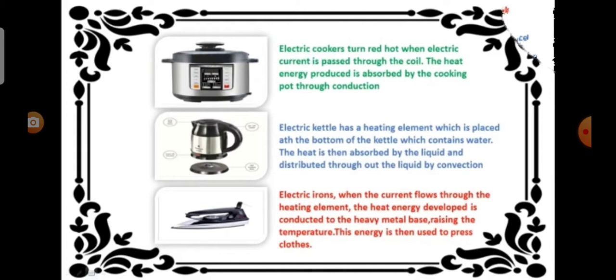The last one is electric irons. When a current flows through the heating element, the heat energy developed is conducted to the heavy metal base, raising its temperature. This energy is then used to press clothes.